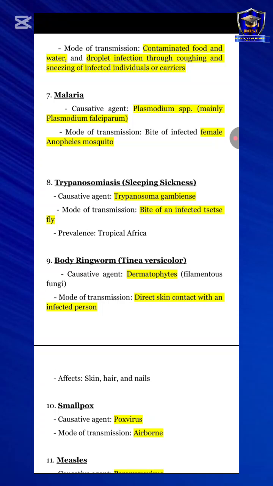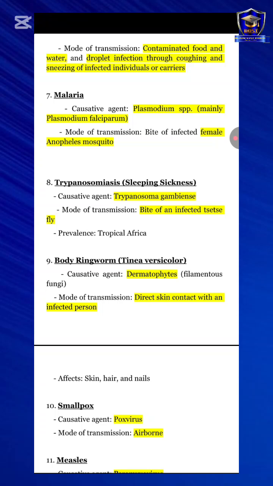And seventh on the list, we have the well-known malaria. Malaria is actually caused by a microorganism called Plasmodium. There are different species of Plasmodium, but the major one that causes malaria that we all know is Plasmodium falciparum. There is also another species called Plasmodium malariae. That one can also cause malaria, as you can hear from its name. But the major culprit behind malaria most of the time is Plasmodium falciparum.